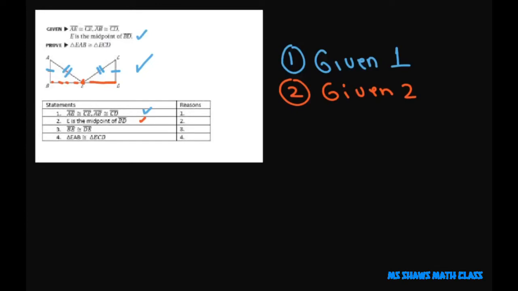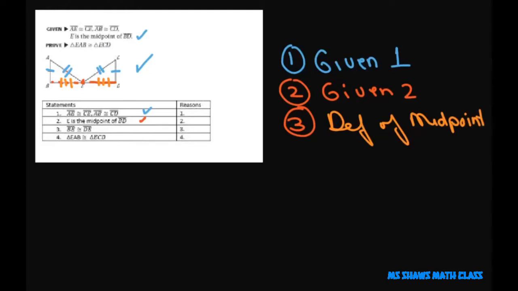Now, number 3 states that BD is congruent to DE. And that's definition of midpoint. So definition of midpoint, because the midpoint is halfway between the two. So if this is the midpoint, then the two sides on either side of it have to be congruent.